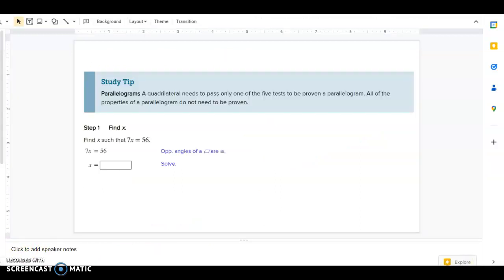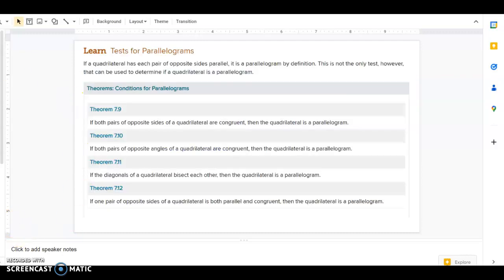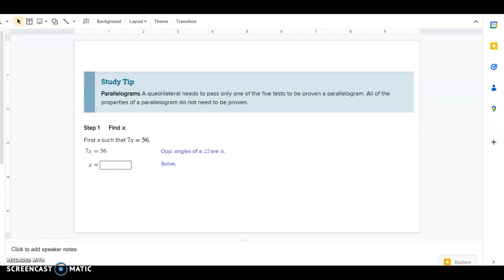The next one says a quadrilateral needs to pass only one of the 5 tests to be proven that it's a parallelogram. So if it meets one of these, it means that it's a parallelogram. All of the properties of a parallelogram do not need to be proven. So we just did all of this right up top.